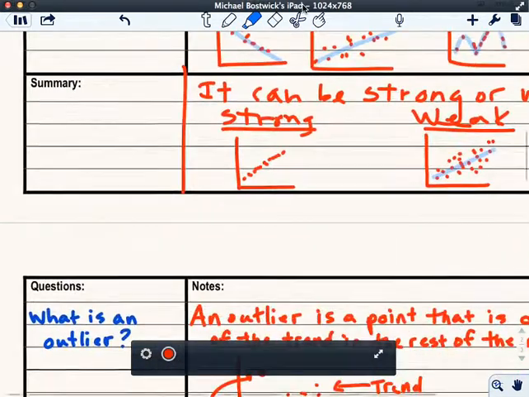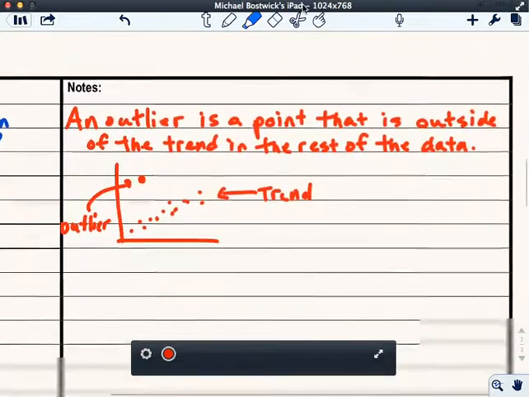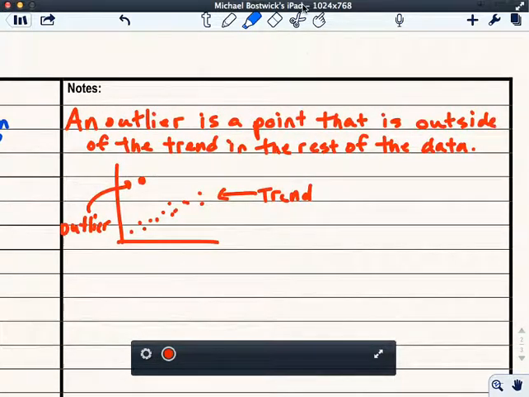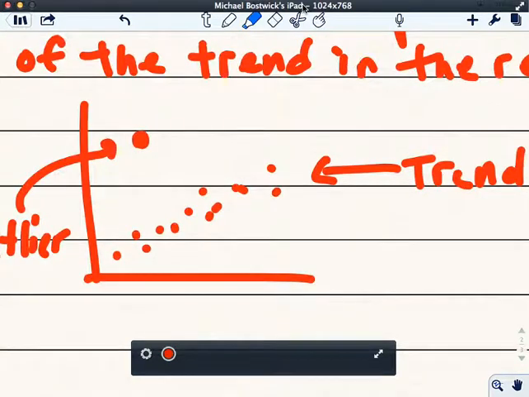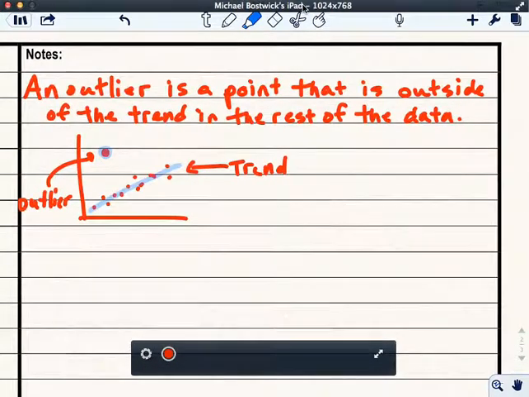All right, moving on. You'll also have to look at what is an outlier. An outlier is a point that is outside of the trend in the rest of the data. If I have a clear trend in the data, I might have a single point that is outside of that trend, and that is called an outlier because it lies outside of the trend. You can kind of think of outliers as points that don't follow the rule that's coming out in the rest of the data, and they kind of defy the story that the data is telling. Again, an outlier is a point that is outside of the trend in the rest of the data.